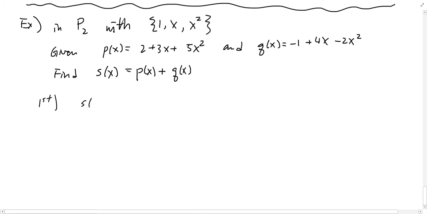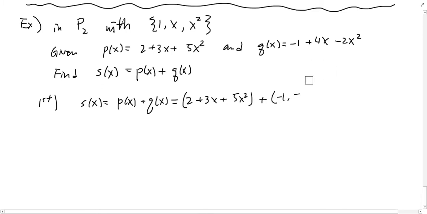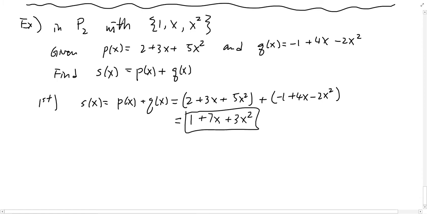Simply do what you were told. So s of x is equal to p of x plus q of x, and therefore it becomes 2 plus 3x plus 5x squared, plus negative 1 plus 4x minus 2x squared. So you basically combine like terms. 2 minus 1 is 1, 3x plus 4x is 7x, and then 5x squared minus 2x squared is plus 3x squared. So that's my answer, plain and simple.